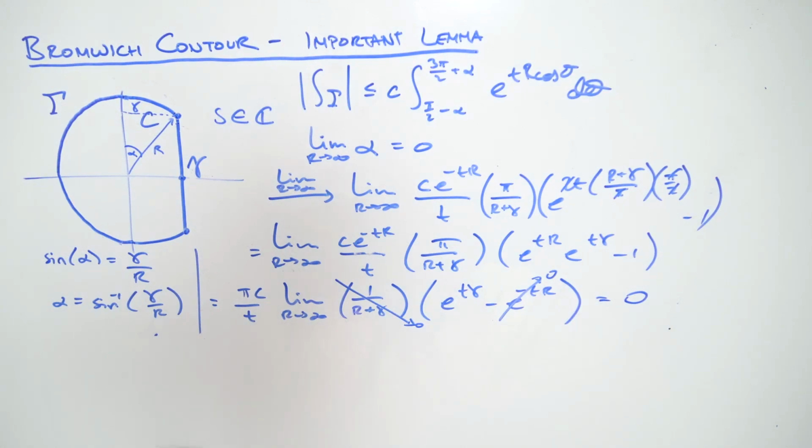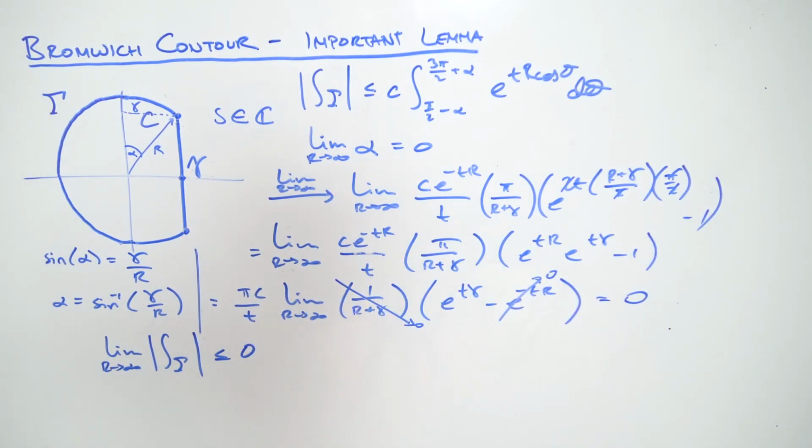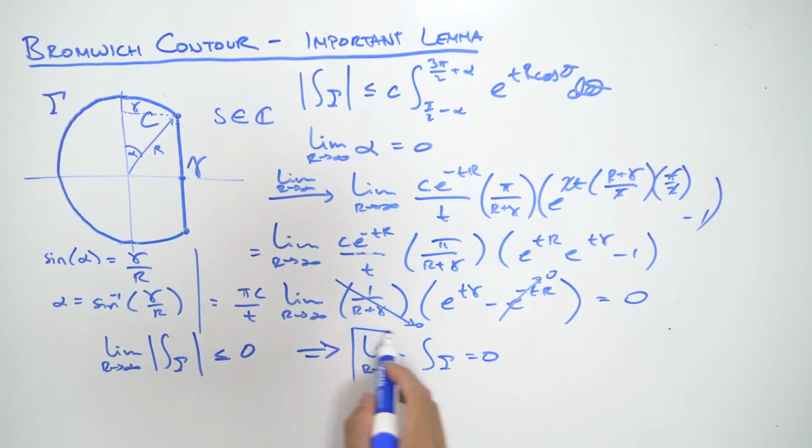So what did we just find? We've just shown that if we take the limit as r approaches infinity of the integral over gamma, like so, this is going to be less than or equal to the limit of the upper bound, which just evaluates to 0. So since the limit of the absolute value goes to 0 and the absolute value is positive, this can only mean that when we take the limit as r approaches infinity of the integral over gamma, that's going to give us 0, which is exactly the lemma which I wanted to prove today.